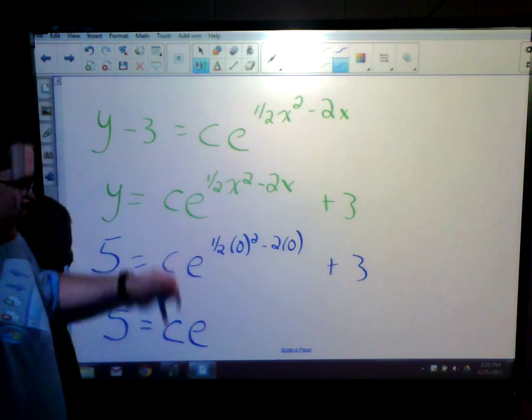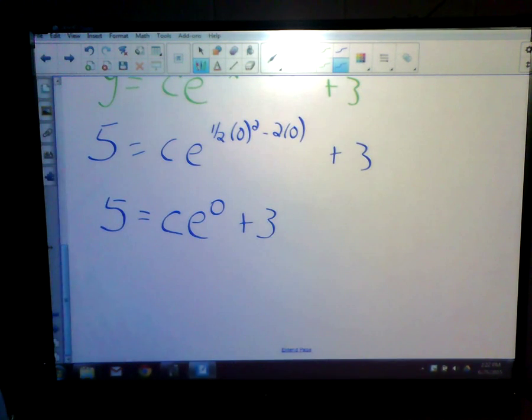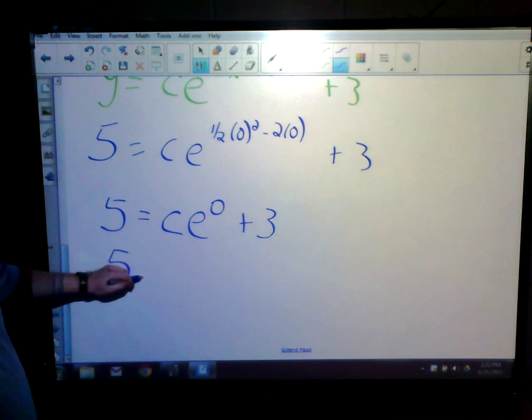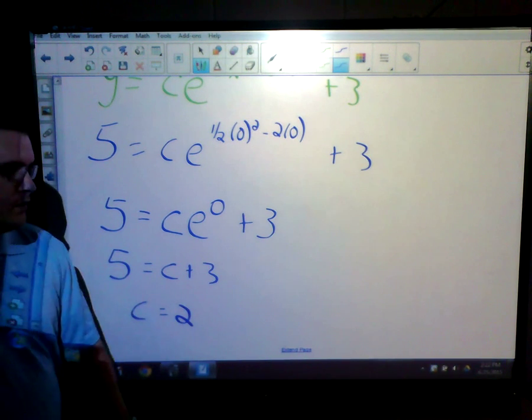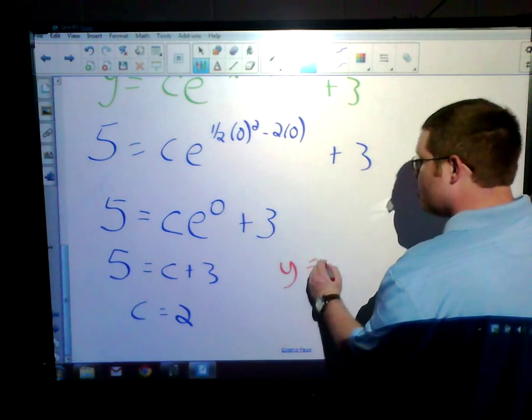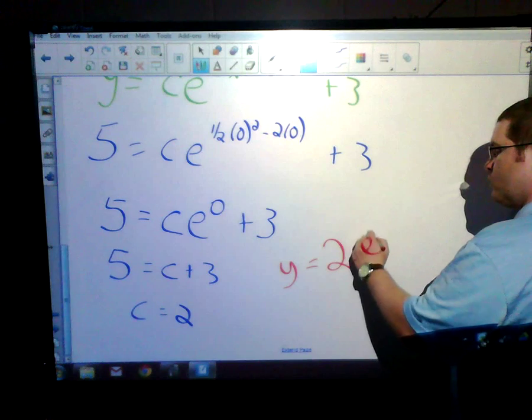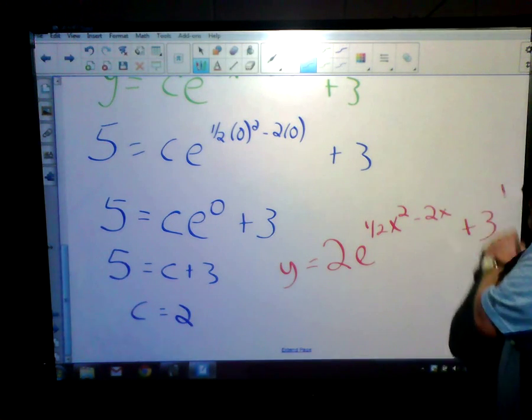What's the exponent going to be? It's going to be 0. What's anything to the 0 power? It's 1. So c equals 2. Now write your answer: y equals 2 e to the 1/2 x squared minus 2x plus 3.